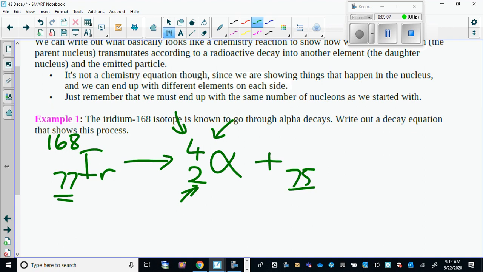What number goes at the top? Well, you've got 186 and you've got 4. What must this be? 182. Then we're going to go to our periodic table again, and we're going to find out that the element that has 75 protons is Re. I think it's rhenium. Sorry, I don't have my periodic table with me. So that's the element that it is transmutated into.